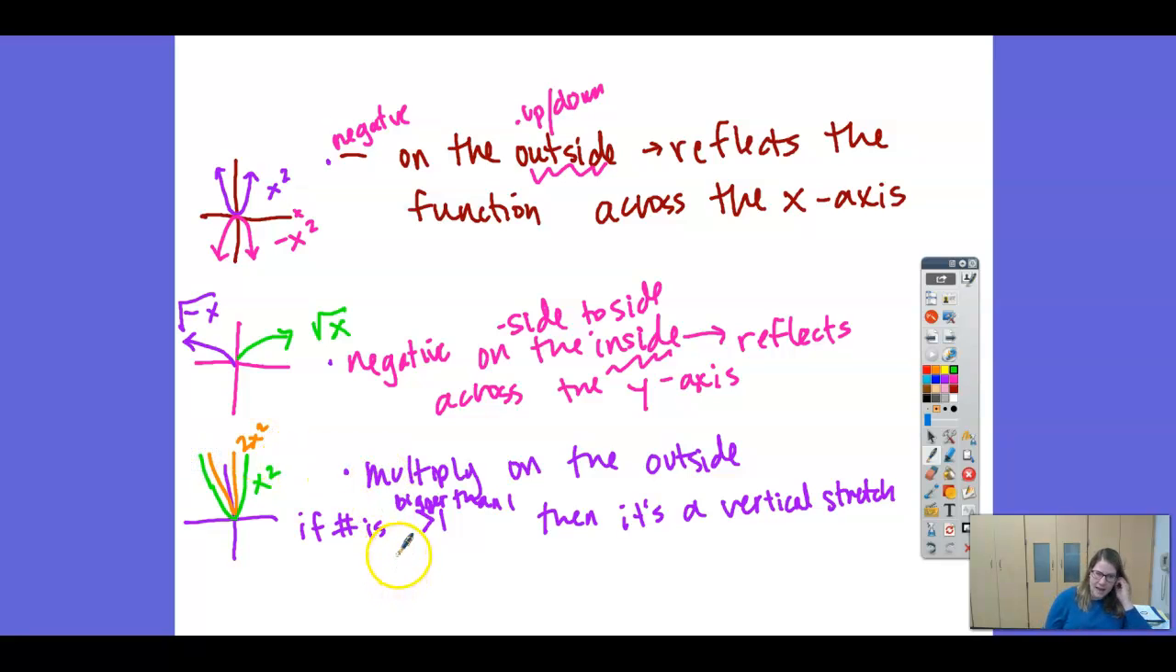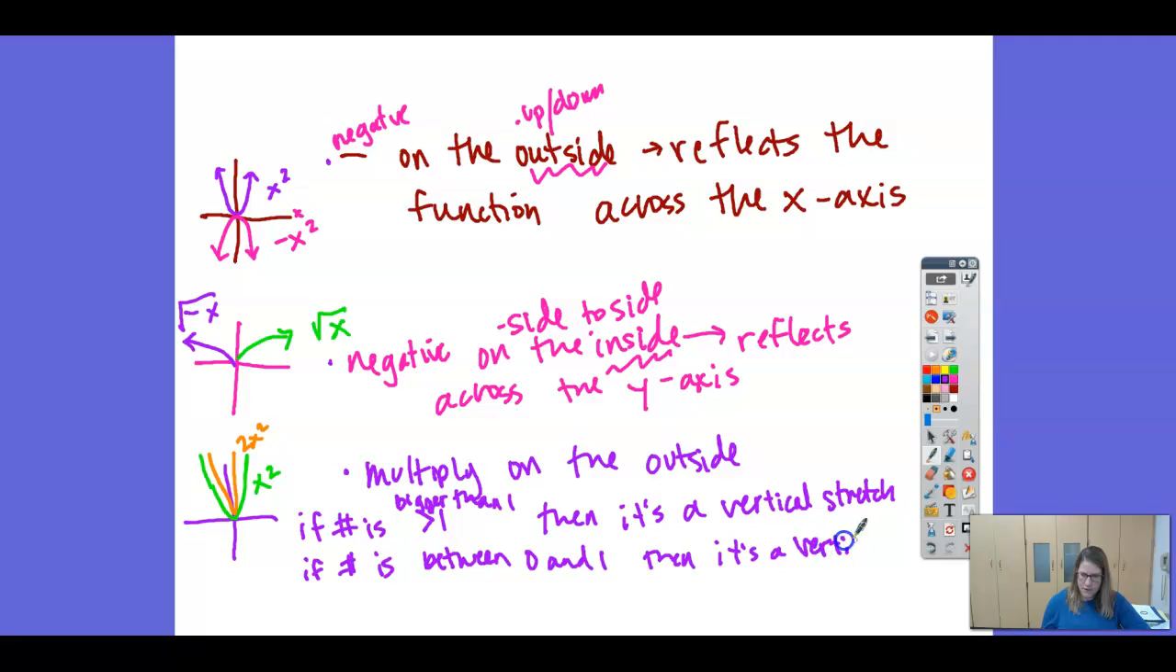So if I multiply it on the outside, it's going to be a vertical stretch if the number is bigger than 1. If the number is between 0 and 1, so it's a fraction, then it's a vertical compression. The fact that it's on the outside makes it a vertical change, because that's an up-down change. Everything on the outside is an up-down change. So if it's a big number, it's going to stretch. If it's a fraction, it's going to compress. The inside is going to do the exact opposite of that.